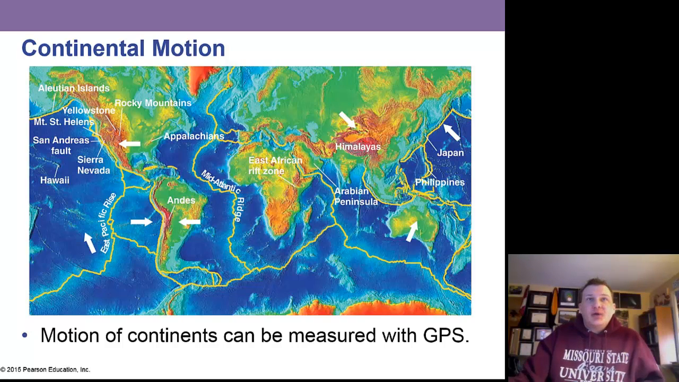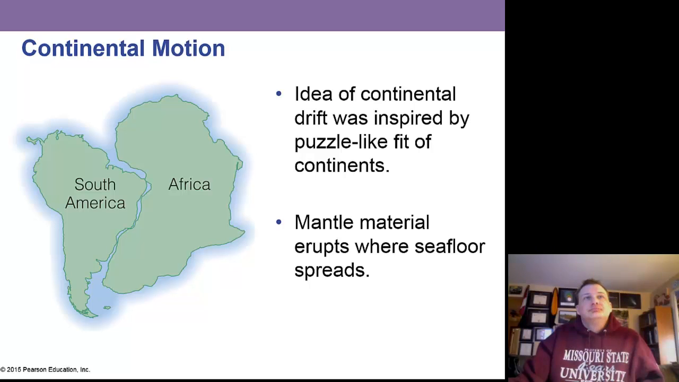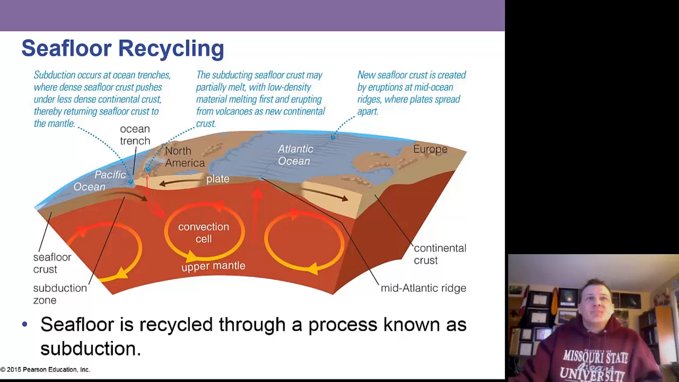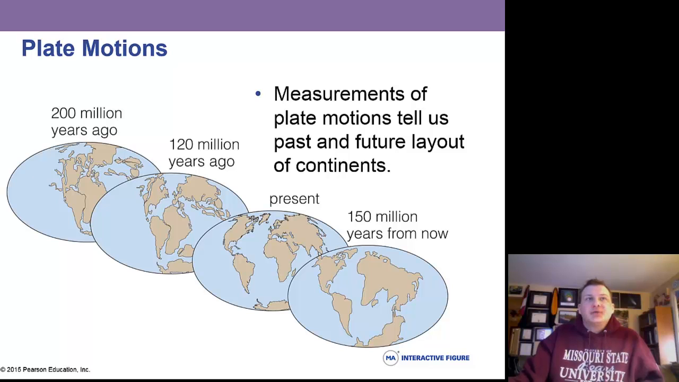We see continental motion around the Earth. Motions of the continents can be measured with GPS now. The idea of continental drift was inspired by a puzzle-like fit of continents. The mantle material erupts when the seafloor spreads. And so the seafloor is recycled through a process known as subduction, when plates go underneath each other and reheat the rock. And so the plate motions tell us a past and future layout of continents.